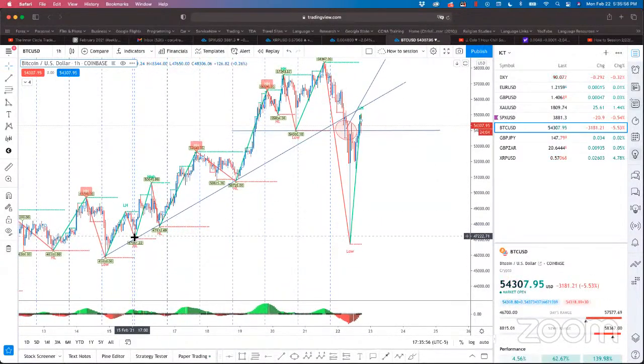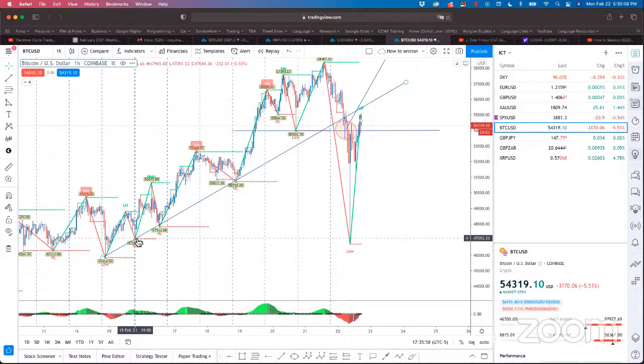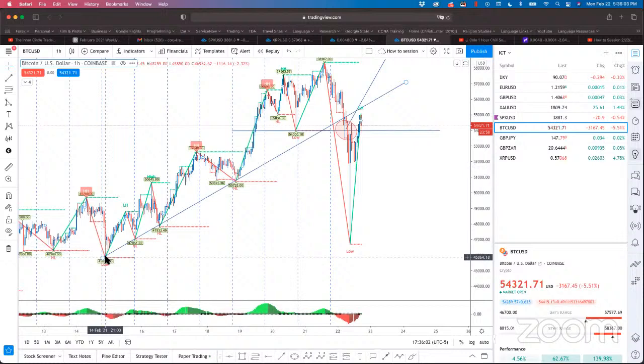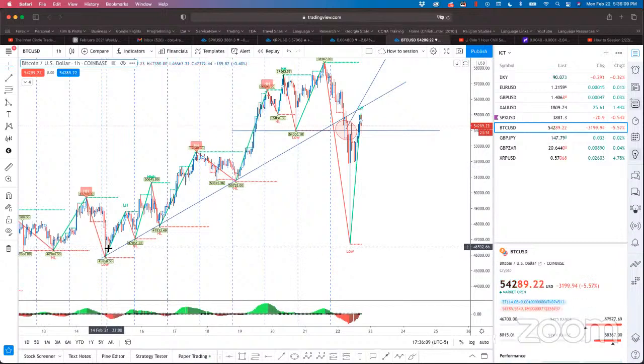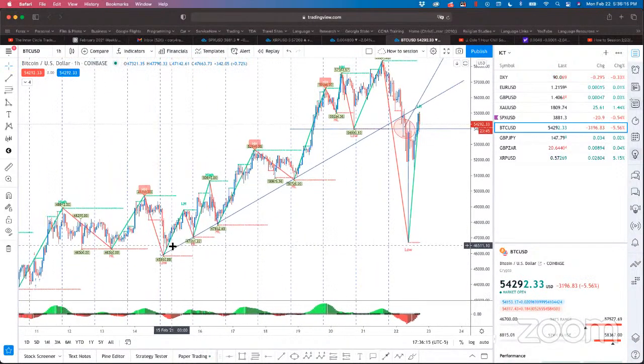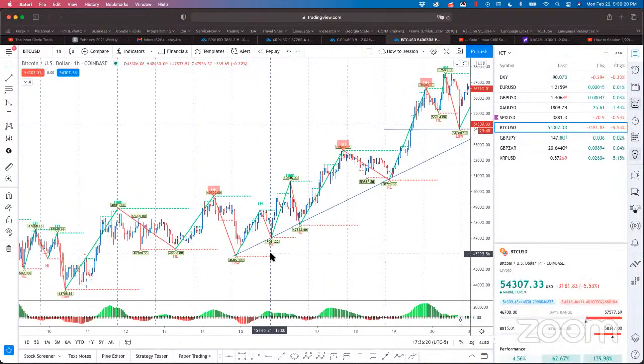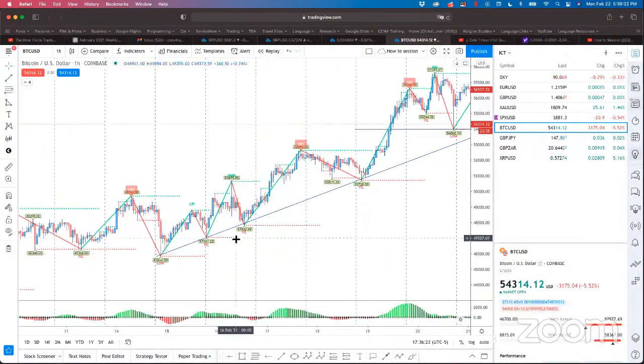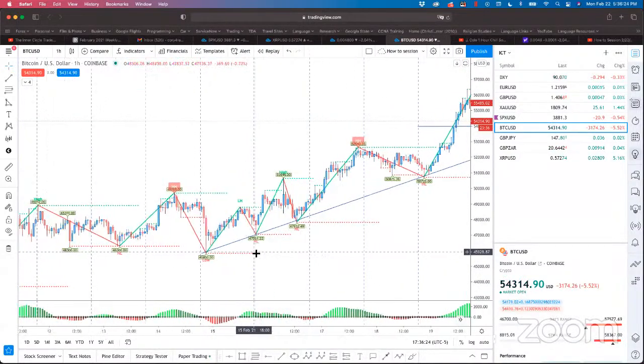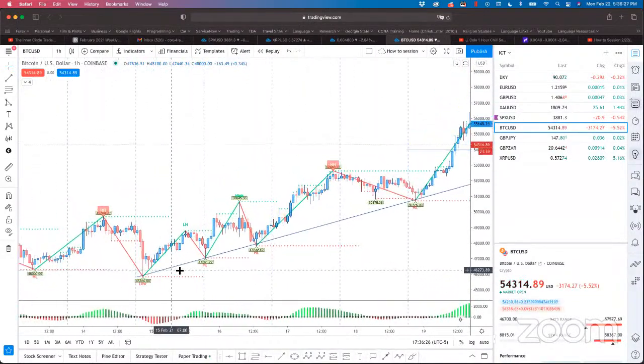So right there at, what is that? 45,850. Okay, so that wick rejection, I would have looked to get in on the next candle because that's a long wick. Now it still would have put me in a little bit of drawdown, but would that have been the candle I would have gone in on? That was okay, but it still wasn't clean.